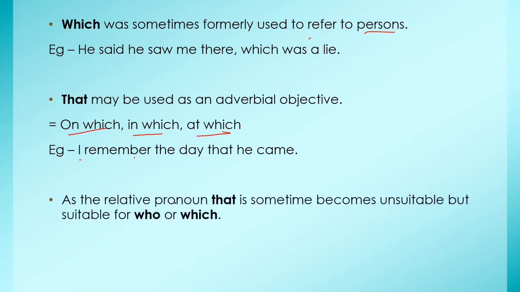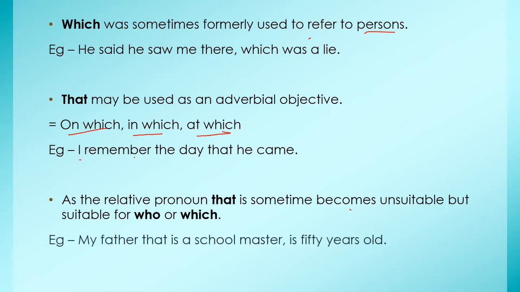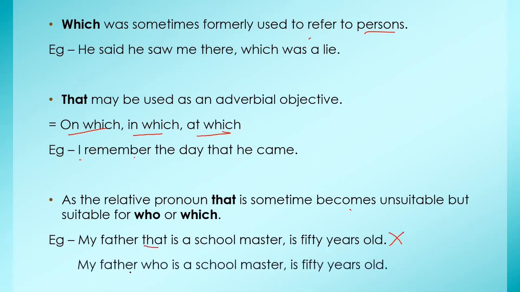Sixth, as the relative pronoun, that is sometimes unsuitable but who and which are suitable. This means in a sentence, sometimes that is unsuitable for use, but who or which is suitable. Example, my father, that is a schoolmaster, is 50 years old. This sentence is odd and is wrong. My father, who is a schoolmaster, is 50 years old. This sounds right, and who is suitable here. So this is correct.